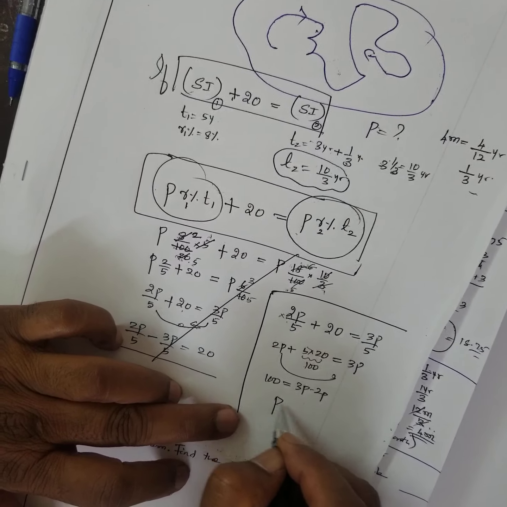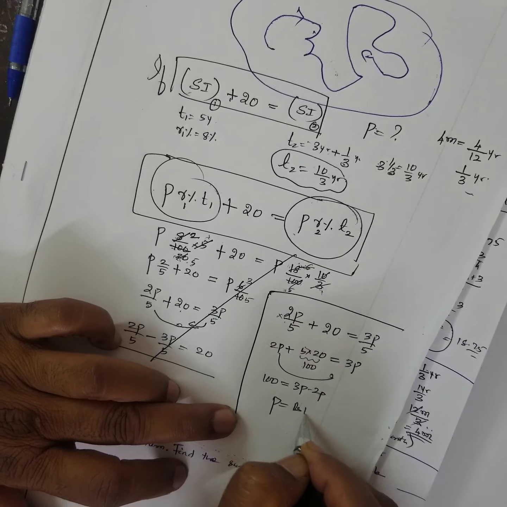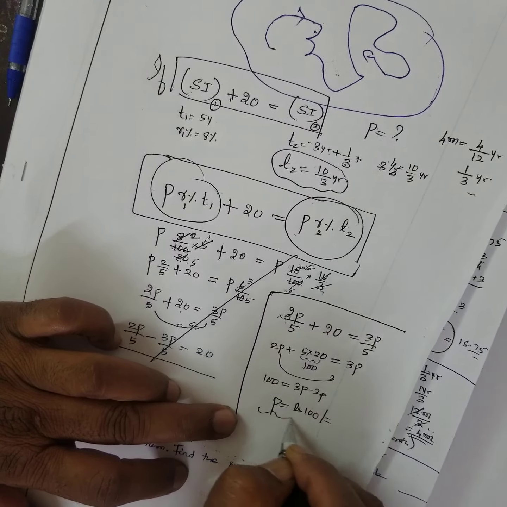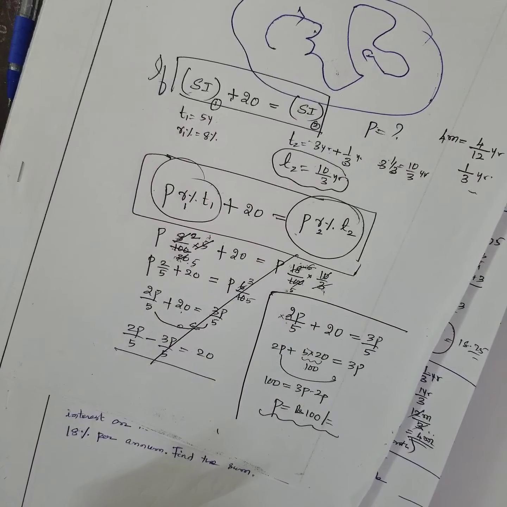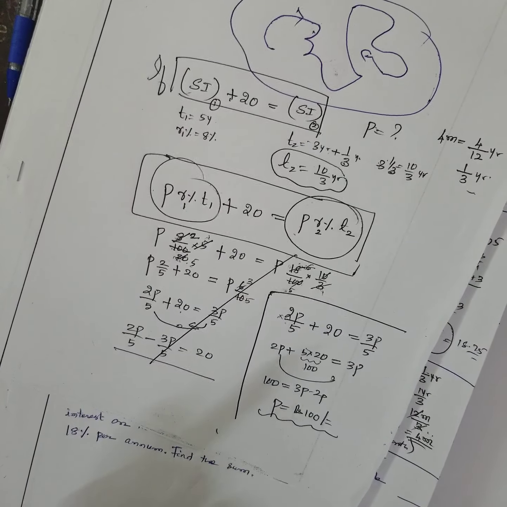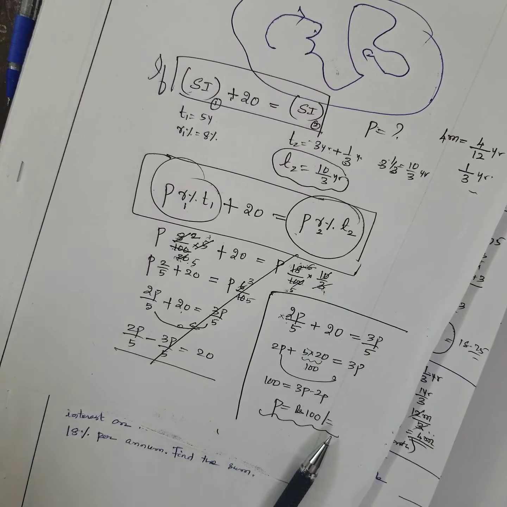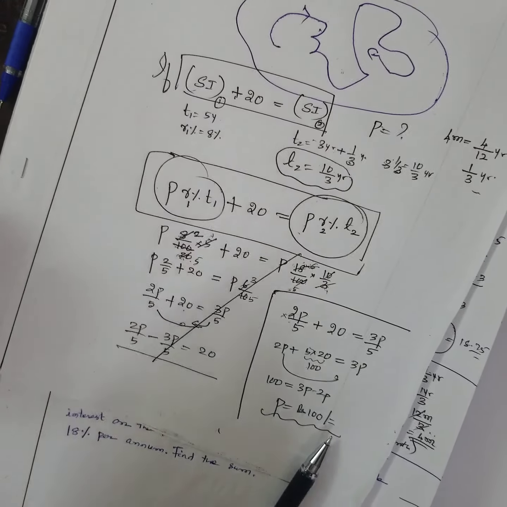Therefore, P is equal to 100 you will get here. Right? What is the answer? We have to find out. That is the answer. What answer you are going to get, don't know. No, the answer is correct.